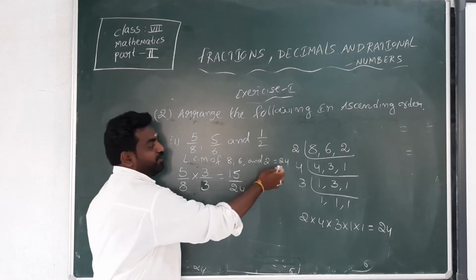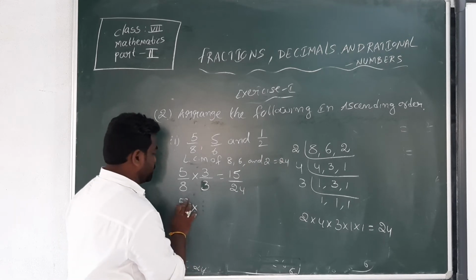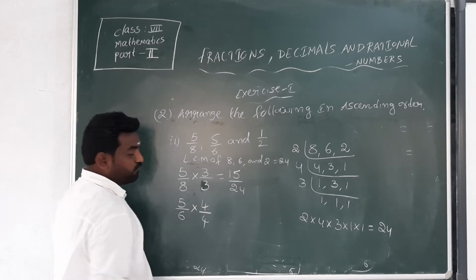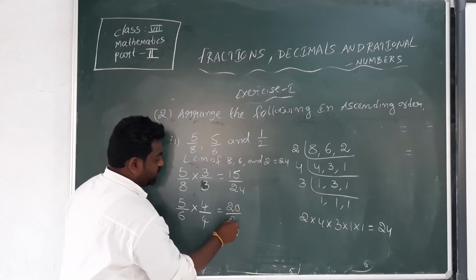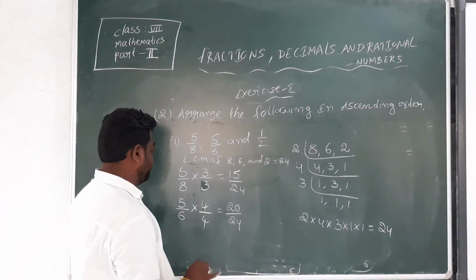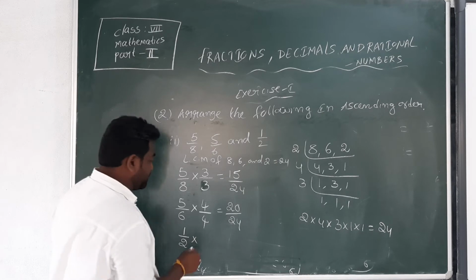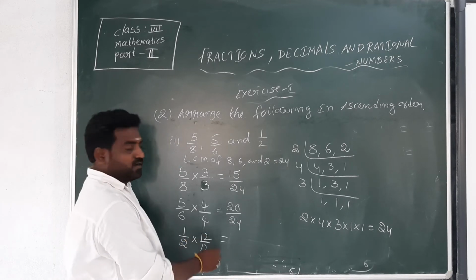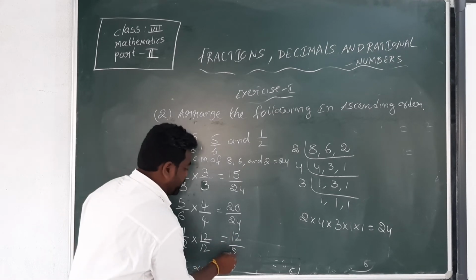6 table in 24, 4 times. 4 6s are 24. So numerator and denominator are multiplied by 4 by 4. 5 4s are 20, 6 4s are 24. Again 1 by 2. 2 table in 24, 12 times. 12 by 12: 1 12 is 12, 2 12s are 24.